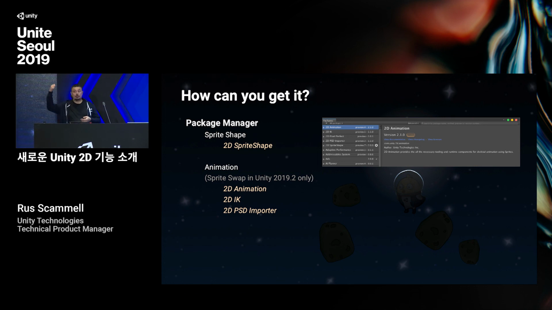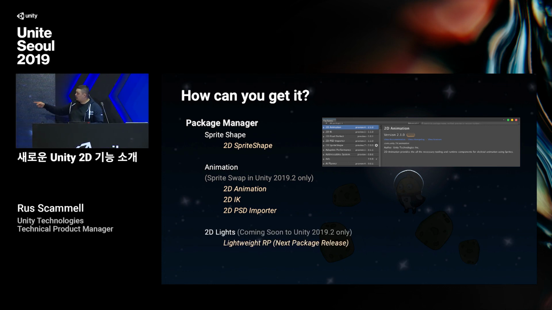Sprite Swap, which we saw today, this one, right? That's available in 19.2 only. So you want the latest version of Unity to play around with that. And for 2D lights, this is coming to 19.2 only. You need to wait for the next version of the lightweight render pipeline. When that comes out, you'll get to play with all the 2D lights. And now I want to tell you what you can do.